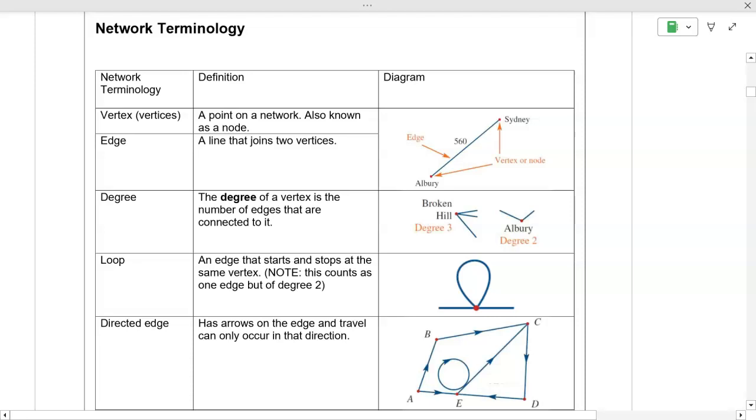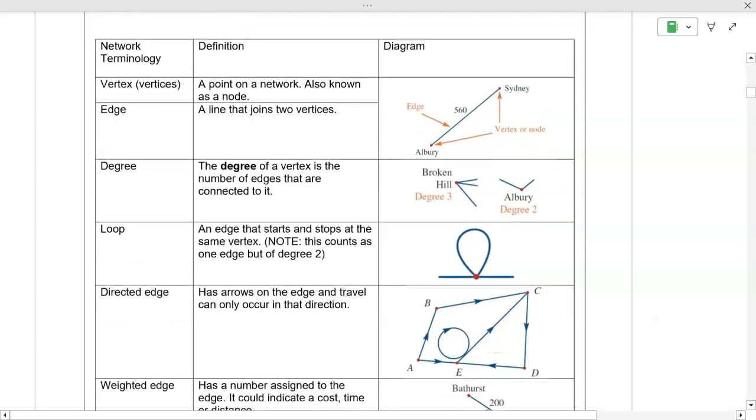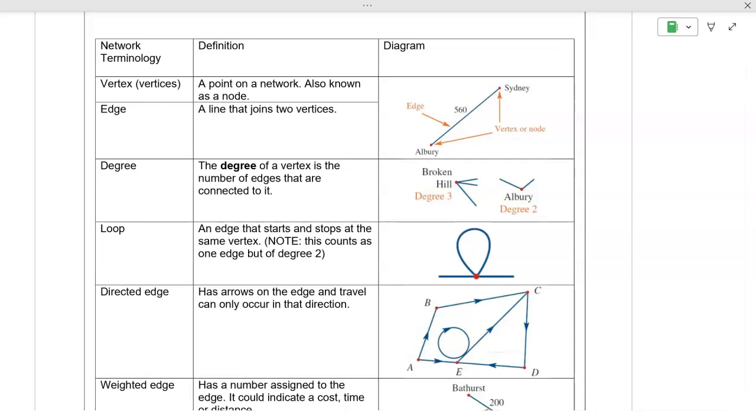So we have our vertex or vertices, which is a point on a network, also known as a node. So that would be like these little points on the end here. We have an edge, so a line that joins our two vertices. We have a degree. A degree of a vertex is the number of edges that it's connected to. So you can see here from this node or this vertex, there are 3 edges or 3 lines that move from it. So therefore it has a degree of 3. And this one having a degree of 2, there's only 2 lines coming from it.